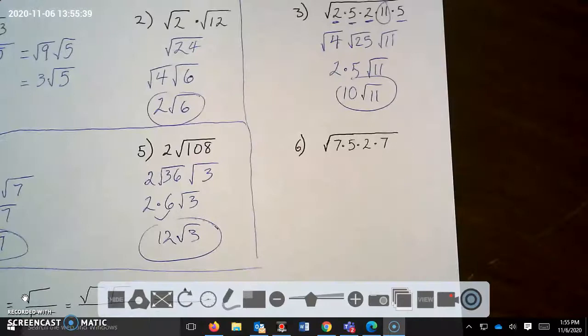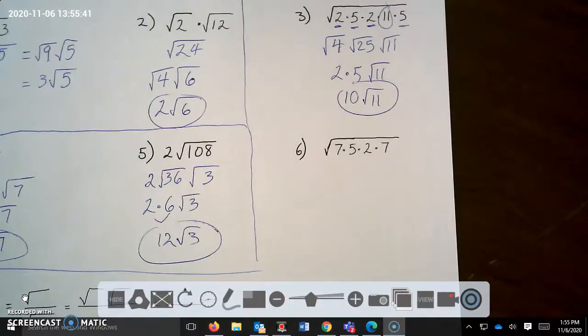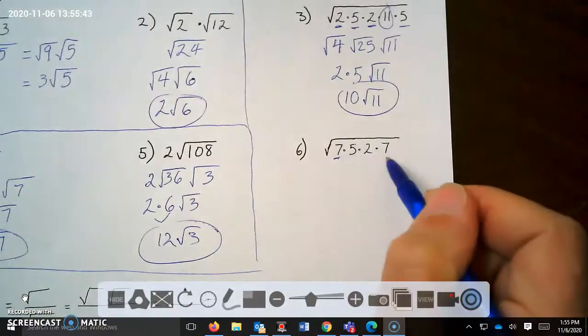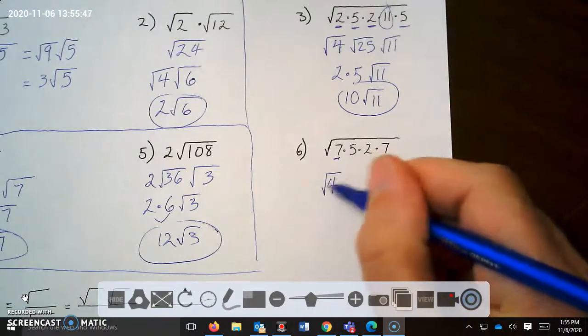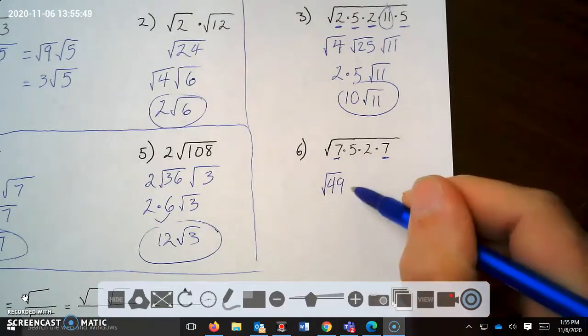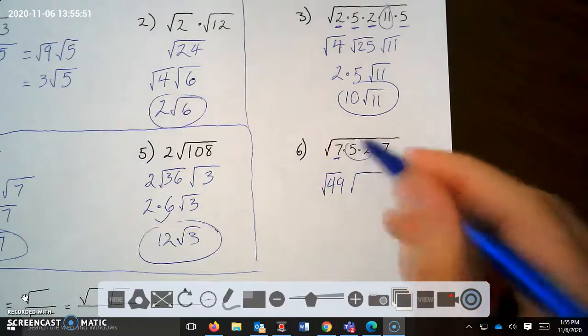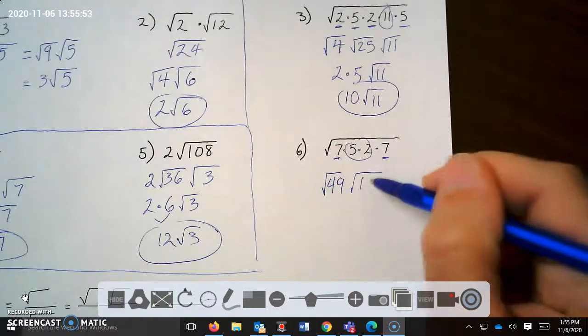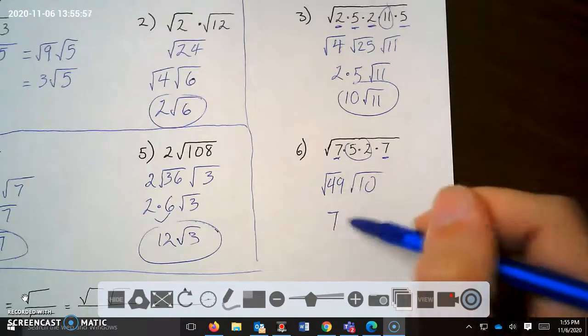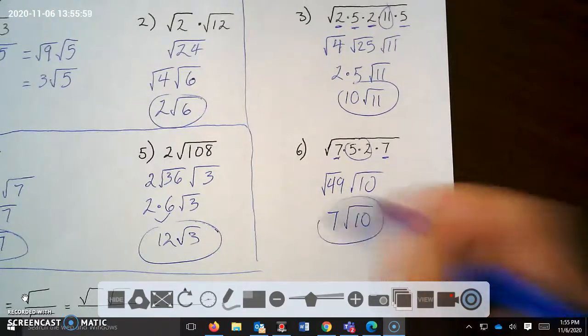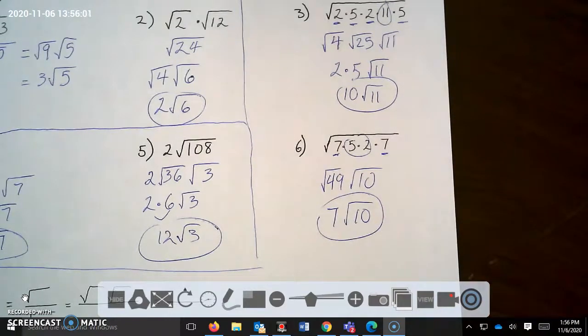Okay, number 6 follows a pattern 2, where we look for a pair of numbers, and there we have 7 times 7. And look at the two numbers that are left. We have a 5 and a 2. Just multiply them together, because they don't have a pair. And now the square root of 49 is 7. That 10, I can't do anything with it.